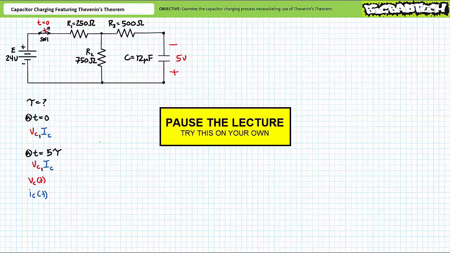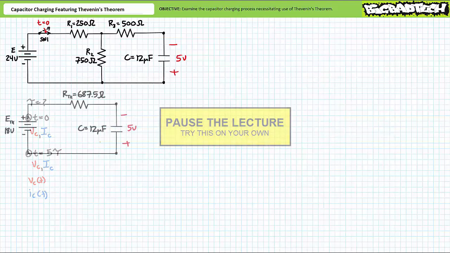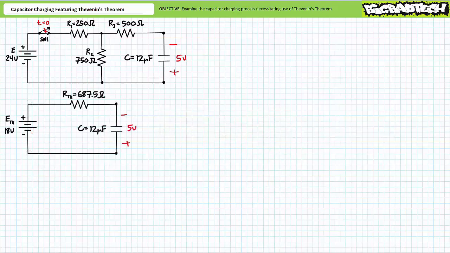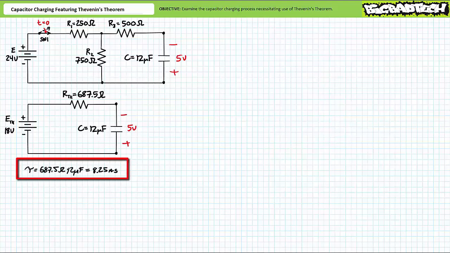If you're tracking, you should have obtained the following data. The Thevenin's equivalent circuit, seen by the initially charged capacitor, is an 18-volt DC source in series with a 687.5 ohm resistor. The time constant for the Thevenin's equivalent circuit is 8.25 milliseconds.